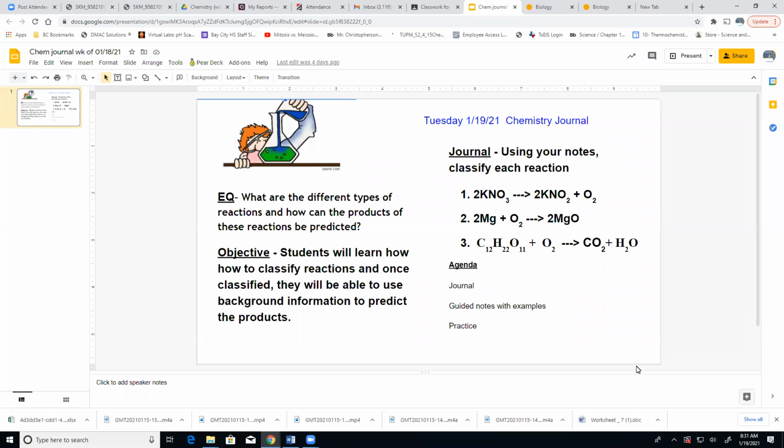All right, so on our journal here, like I said, we have some of the types of chemical reactions. Not all of them, because obviously I ran out of room. But this is what we did on Friday.